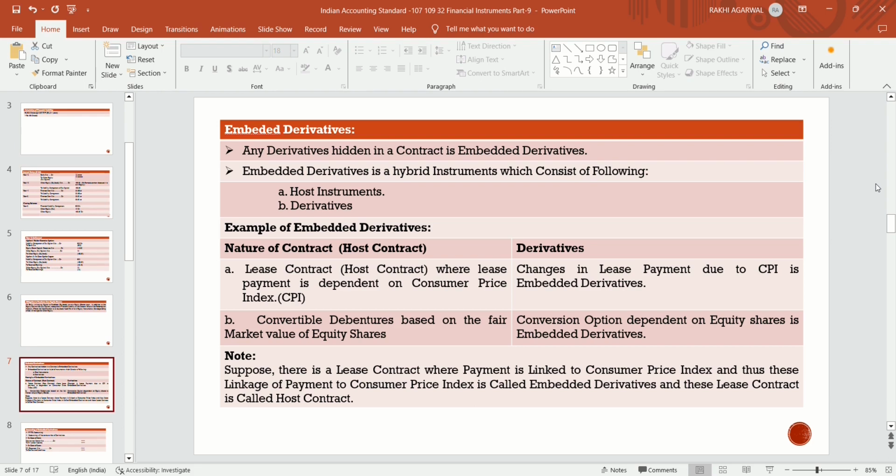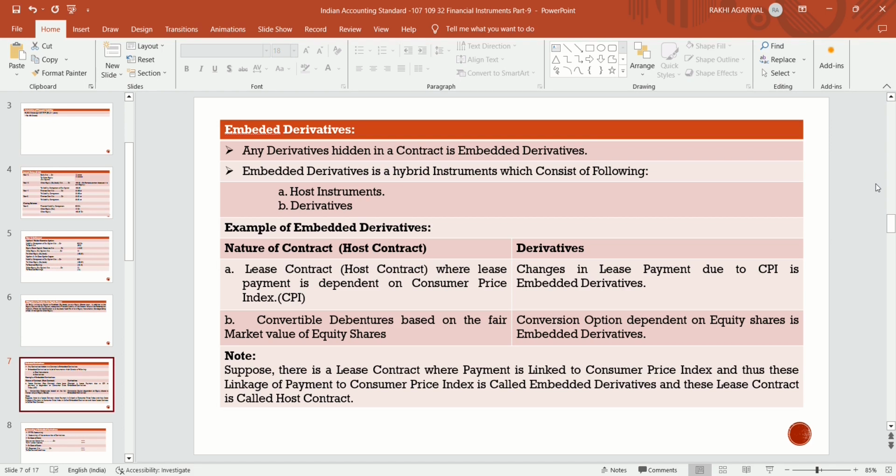So if any host contract has an embedded derivative, it's a hybrid instrument which consists of two instruments, that is the host contract, the main contract, and also the derivative contract. So in one contract it is a combination of two contracts, host contract and derivative contract. That type of contract is treated as an embedded derivative. Some examples we are taking in order to explain what kind of transaction is treated as an embedded derivative transaction.